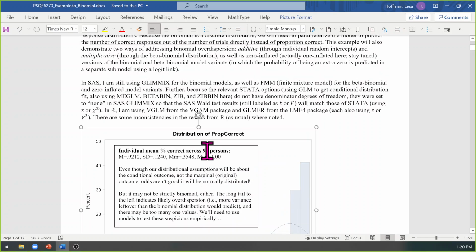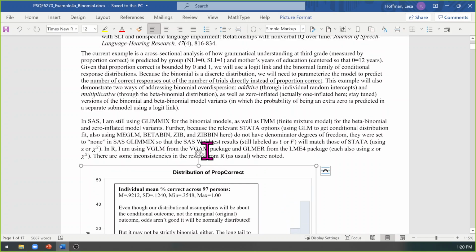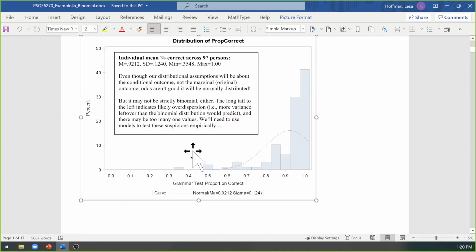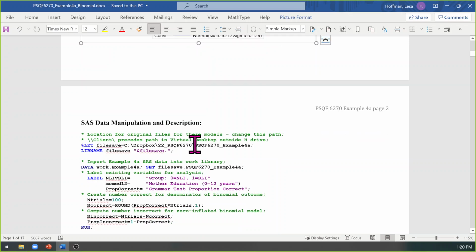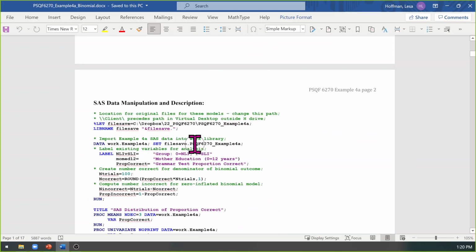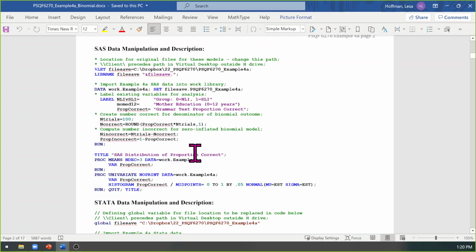Okay, so any questions about the story? The setup? Okay. Then let's get the predictors in here. Yeah, go ahead. Yeah, thank you.